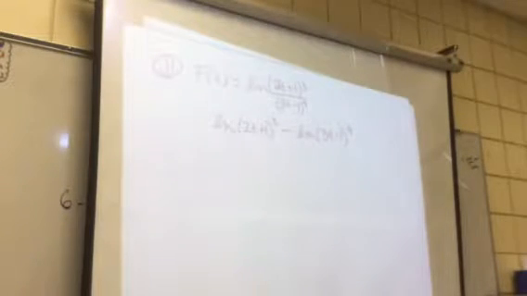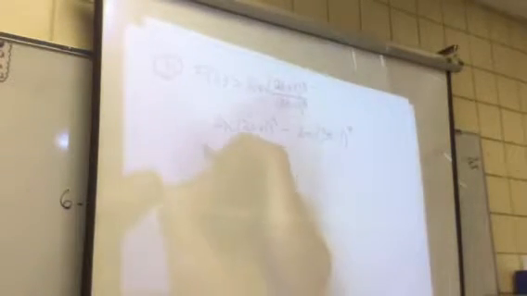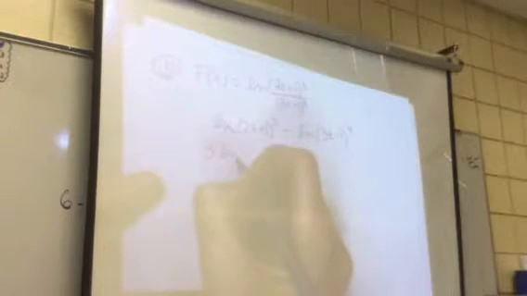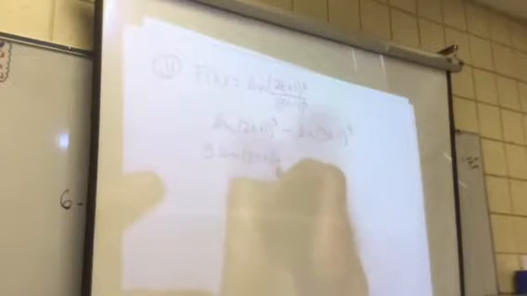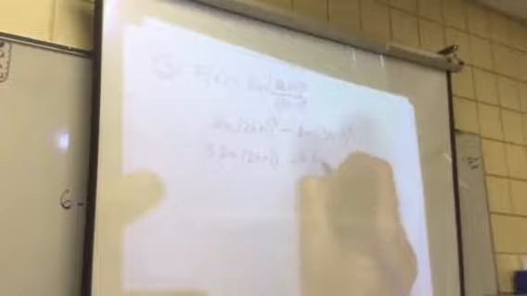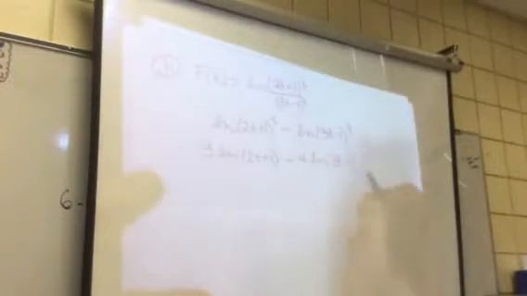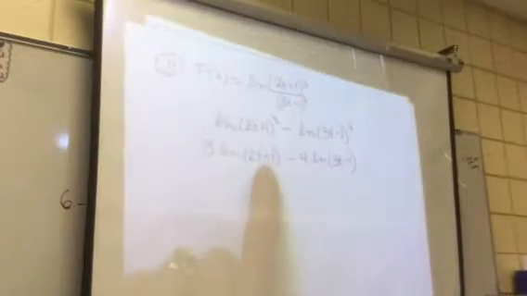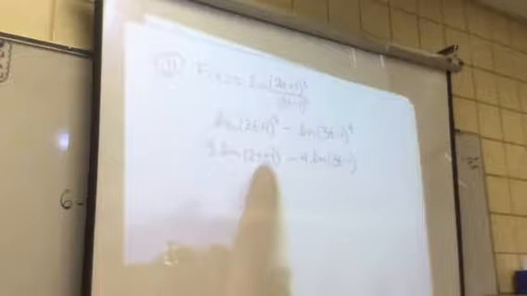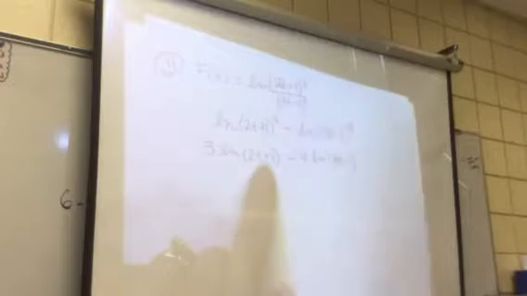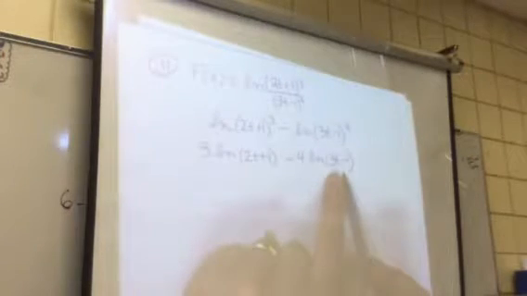Because it's a division argument, so I can write it as 2 logs subtracted, and now I can take those exponents and move them out front. So 3 times ln of 2t plus 1 minus 4 times ln of 3t minus 1. Now, isn't this very easy to take the derivative of? Yes. Not like that, that's nightmarish.